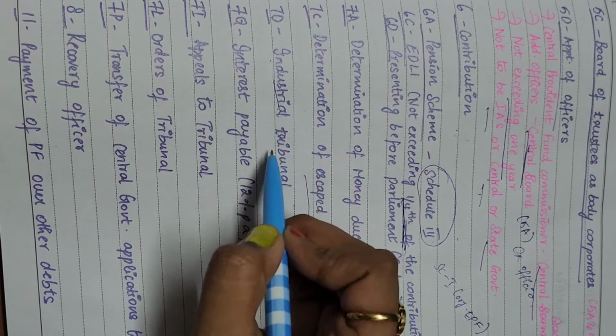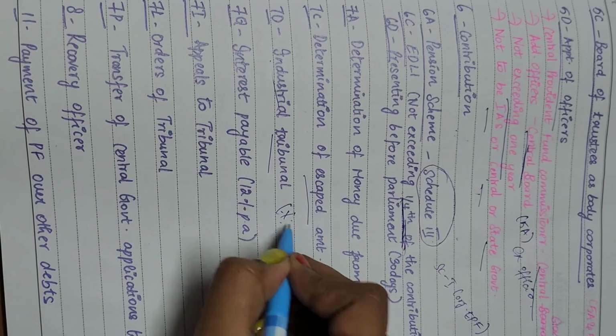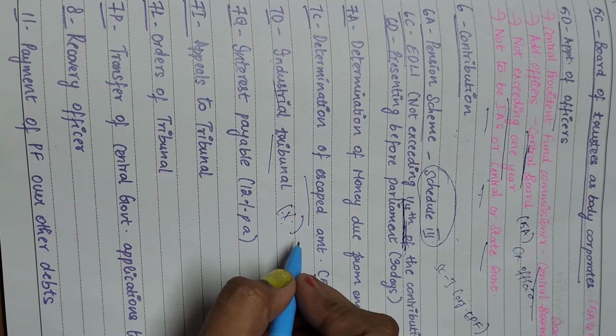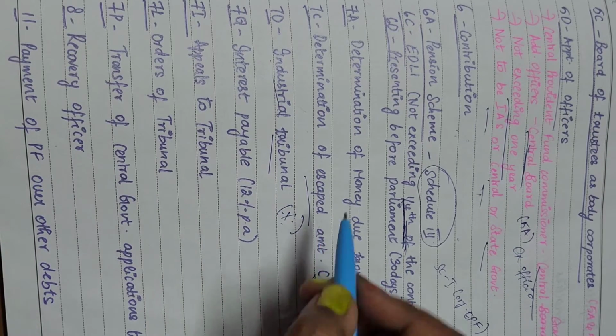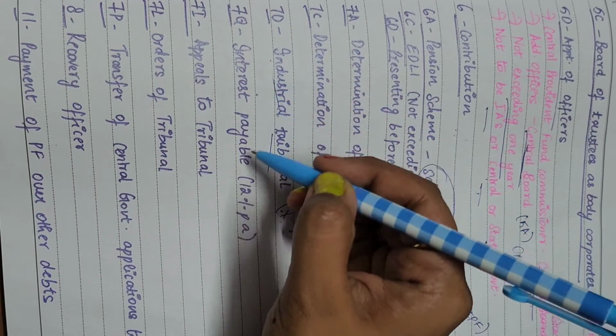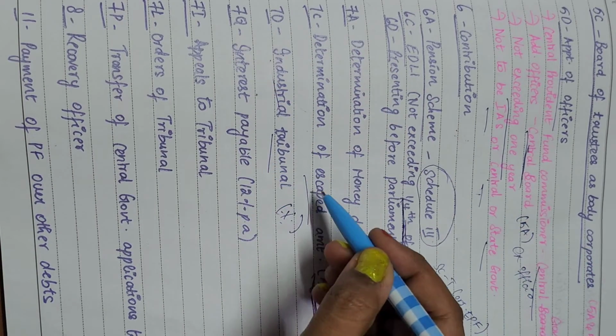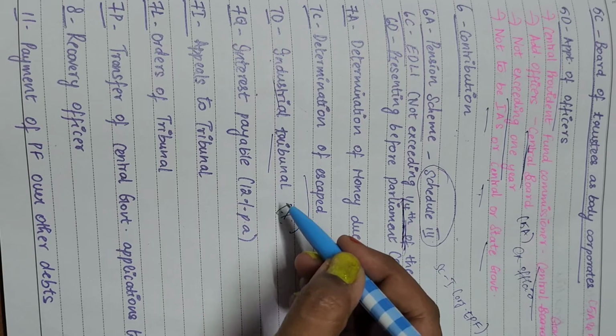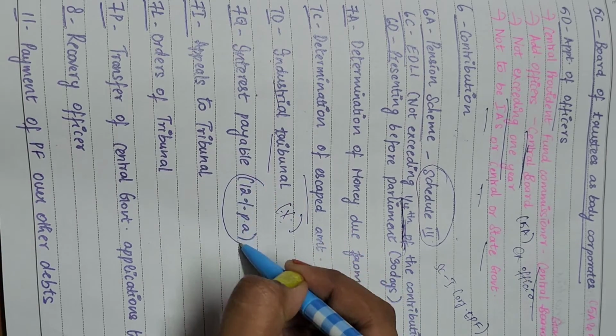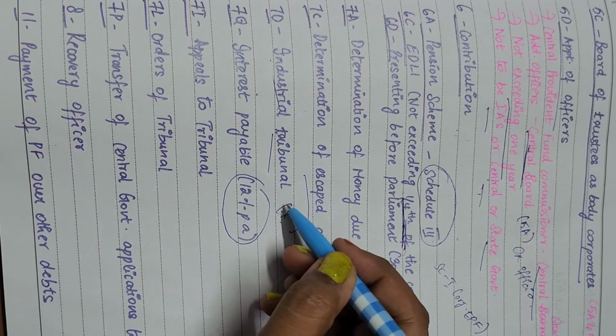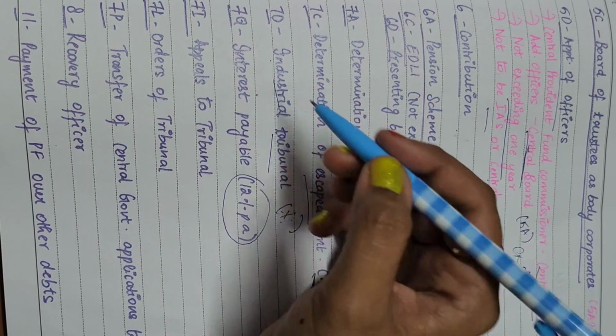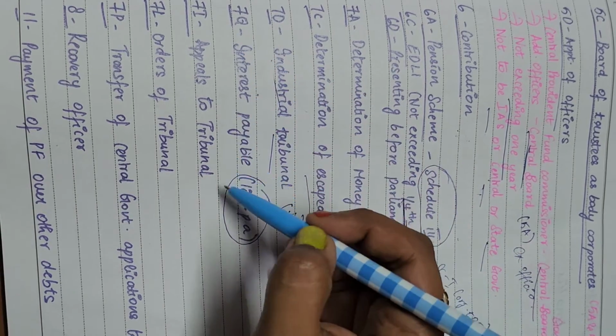7D deals with the industrial tribunal. It is very important. Remember the section and the tribunal. It's asked in most of the exams. 7Q is interest payable. So the escaped amount, if the employer is not paying you on time, he must pay a 12% per annum interest on that amount. This is the interest payable. 7I is the appeals to the tribunal.